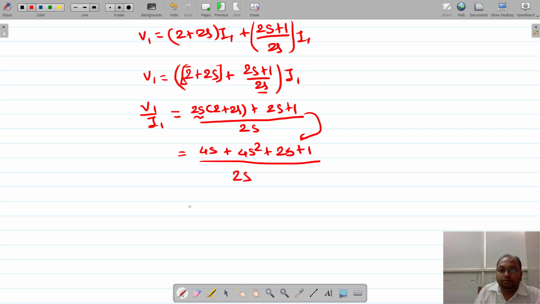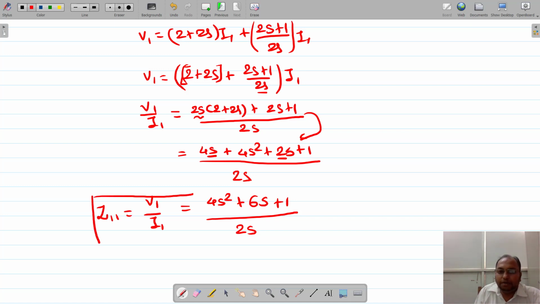Good. Now let us rearrange it. So 4s square, now let us add 4s plus 2s. It is going to become 6s plus 1, divided by 2s, and this is nothing but our Z11. Are you getting it? So this is the first parameter that we have derived.